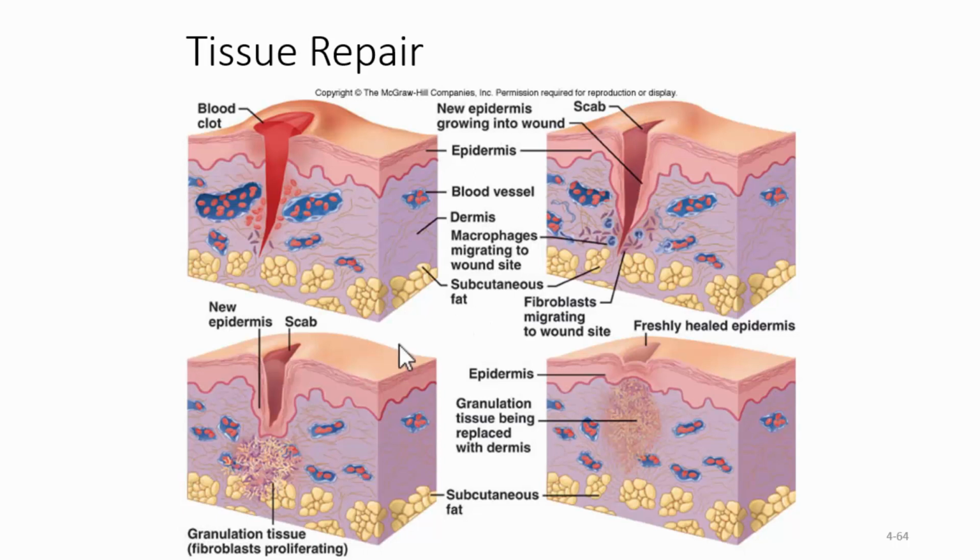Okay. Now here you can see that granulation tissue. And again, this is where the fibroblasts are proliferating. In a bed sore, you notice pinkish tissue. Okay, and that's your granulation tissue. And you can tell that it's healing. And then here the granulation tissue is being replaced with dermis. Okay. And the scab gets pushed up and falls off, and you have the freshly healed epidermis.